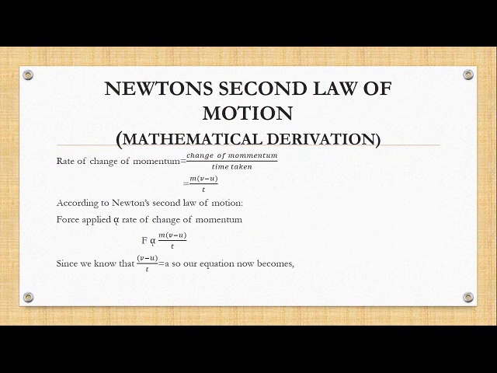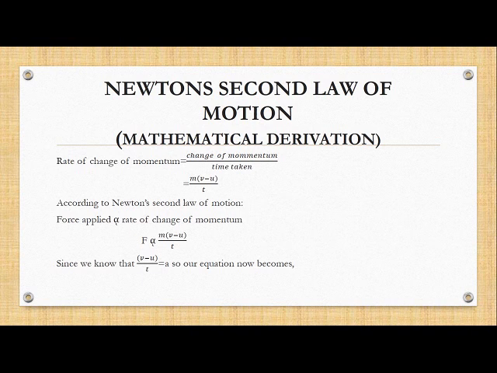Now, rate of change of momentum. Rate of change of momentum is equal to change of momentum upon time taken. What was the change of momentum? We just calculated it: m(v minus u) upon t. I hope, children, this much you have understood.